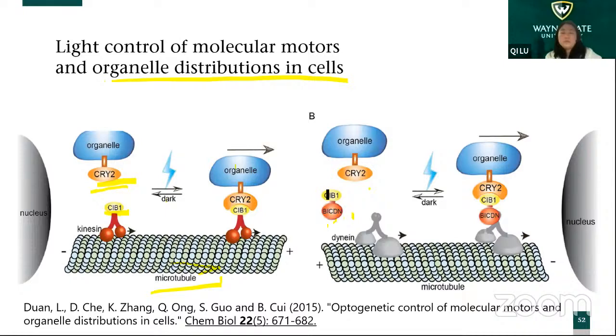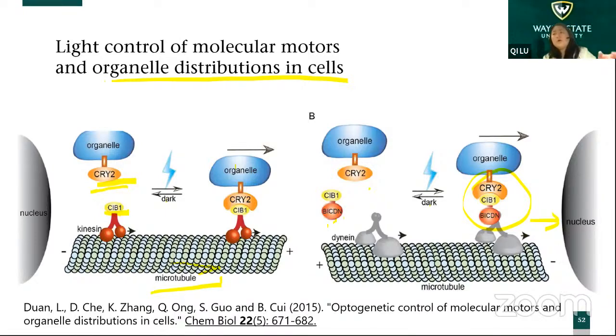In the dark, there's no interaction. After shining light, it forms a protein complex and starts to transport the organelle toward the nucleus. So it's also used in light-controlled protein interaction. Here we already know that it can cause the neurotrophic signal pathway, activate gene editing and gene expression, and also cell attachment or organelle transportation.